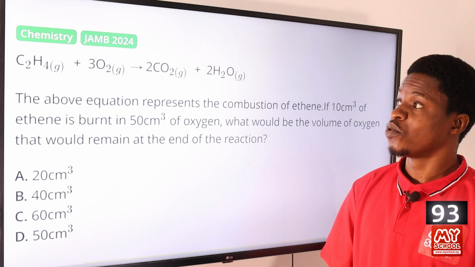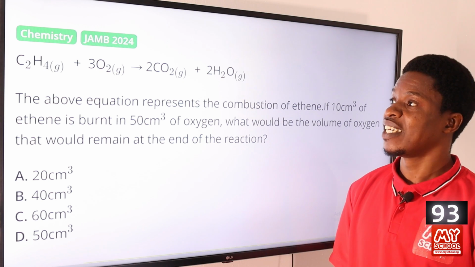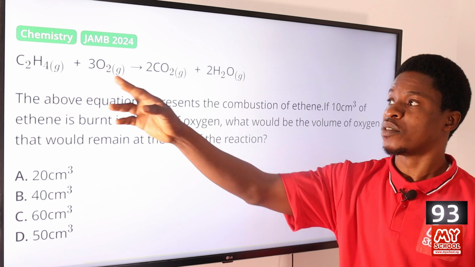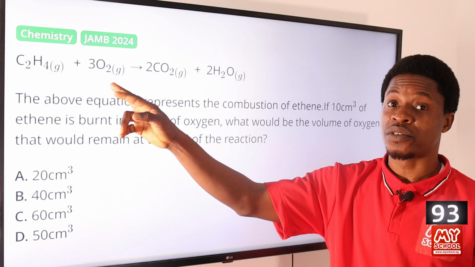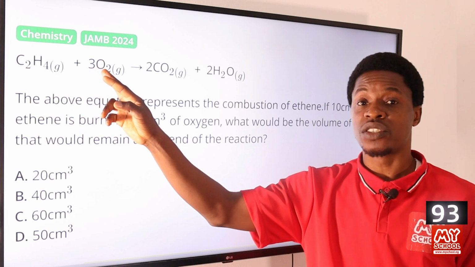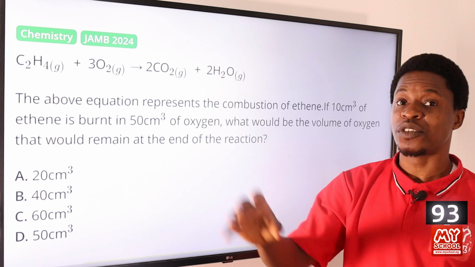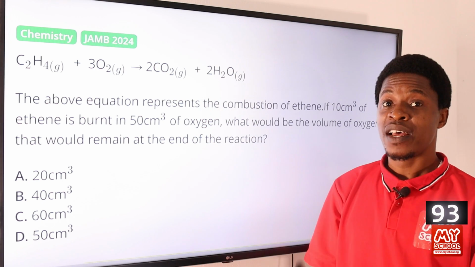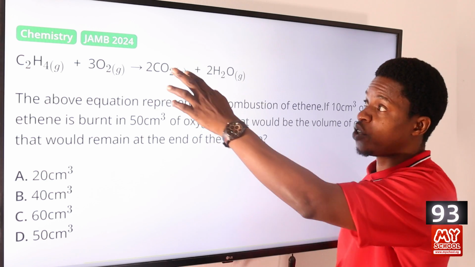C2H4 plus O2 gives CO2 plus H2O, okay, is balanced stoichiometrically. So the reaction is actually, they are all in gaseous states. Of course, this is a combustion reaction, a reaction of a hydrocarbon reacting with oxygen to produce CO2 and water. That's what complete combustion of hydrocarbons will always be. We always form CO2 and water.